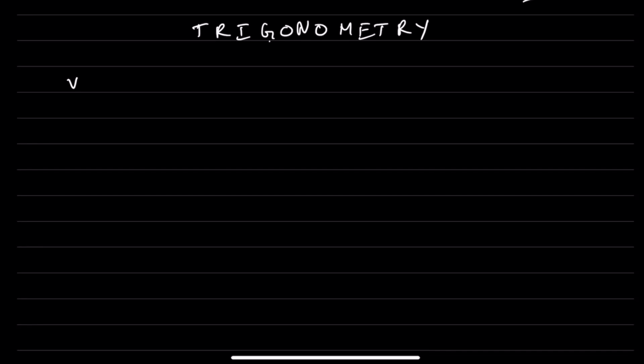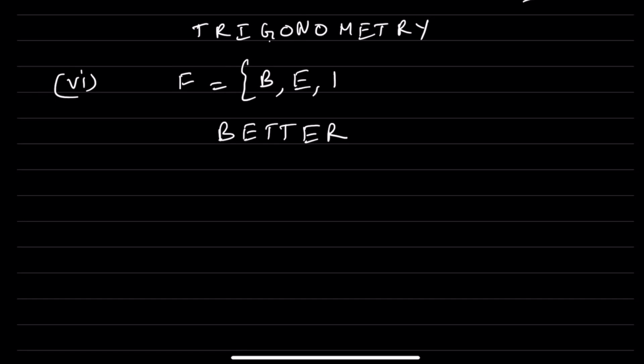So now sixth one, F, it is defined as F. So better, how do we write this? B you can consider, E you can consider, T. Now again T is repeated, E is repeated. So what does this consist of? This set B, E, T, R. This is the set.